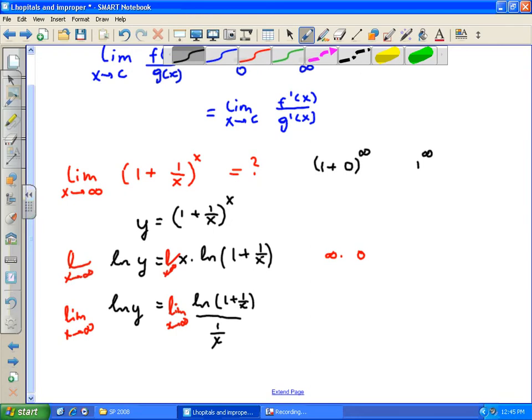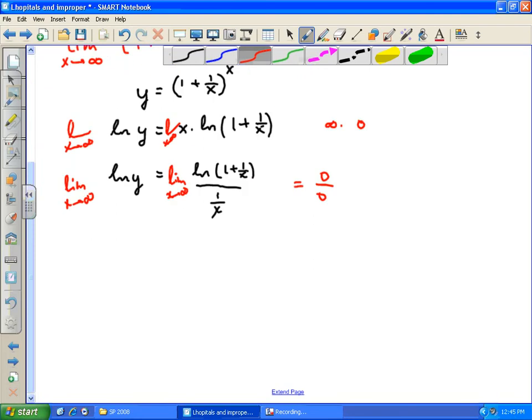So now what do we have? The top is approaching where? 0. How about the bottom? 1 over infinity? That's also going to 0. So now this is a form that we can work with. This is 0 over 0. So now we know what to do with L'Hopital's rule, hopefully, right? Okay, so what does L'Hopital's rule say that we can do at this point?